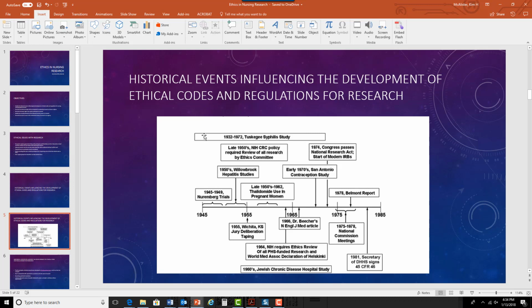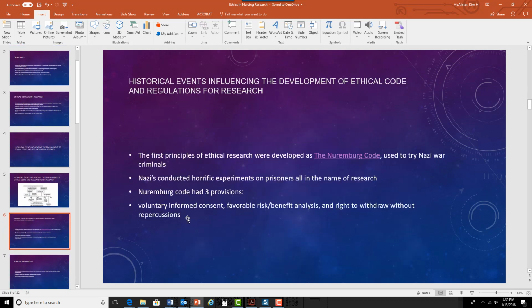You can also see the Tuskegee syphilis study that began in 32 to 72. And then there were other studies that happened in the 50s and in the 60s. And all of these things came together. And finally, the national outrage was such that there was a national research act in the 70s. And then we ended up having some international committees and proclamations that all impact our research.